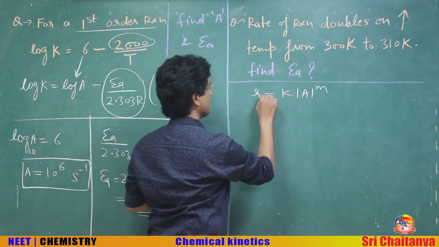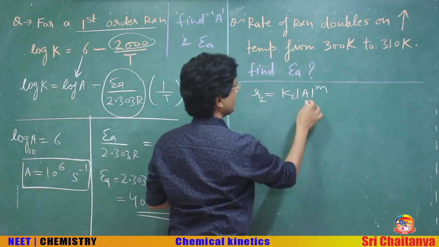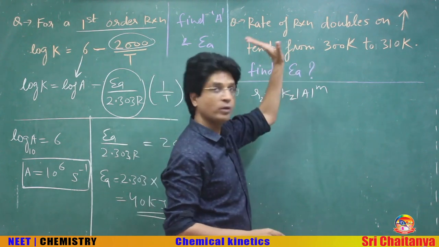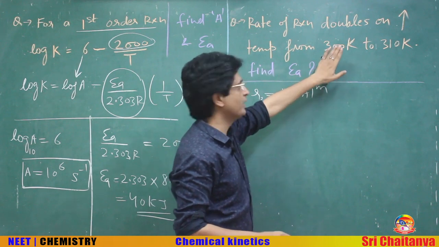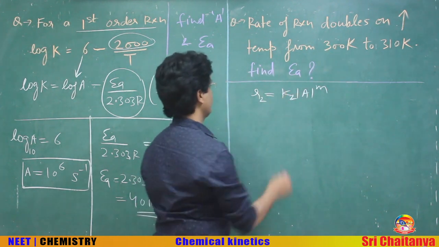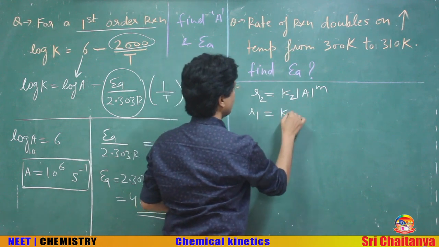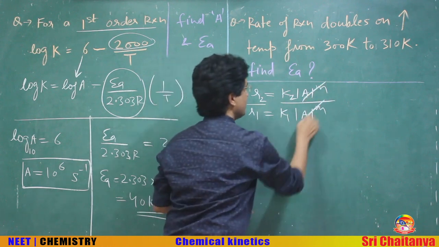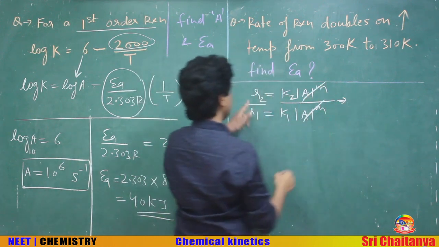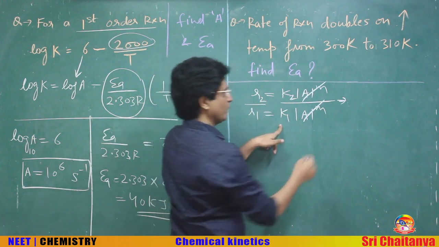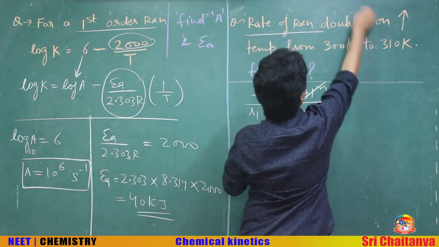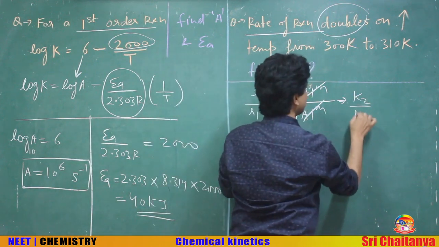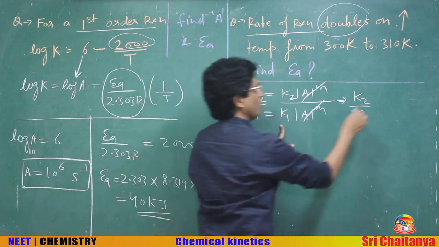So I can say this is R2, this is k2, and we are not disturbing the concentration because the concentration will remain constant. I'm simply changing temperature, which will result in a change in the rate constant. And again R1 will be given by k1 into A to the power of m. If I take a ratio of these two, the concentration term will disappear, and I'll come to know that R2 by R1 is equal to k2 by k1, and they have given that the rate of reaction doubles. So R2 by R1 is given as 2. So I can say that k2 by k1, which is also R2 by R1, will be equal to 2.